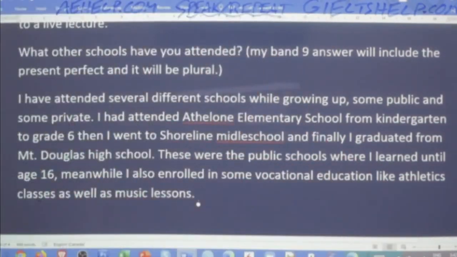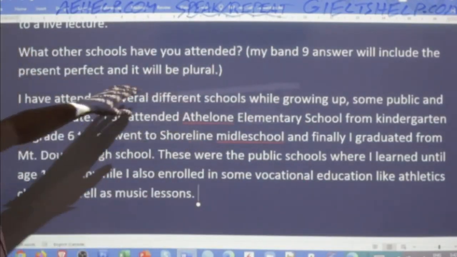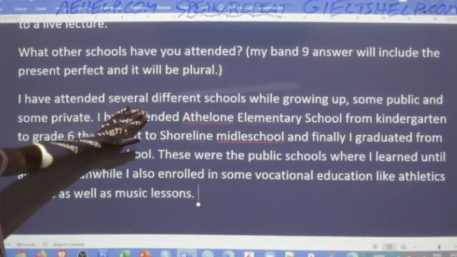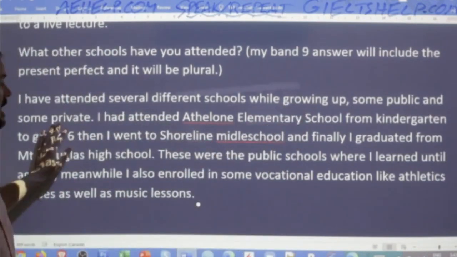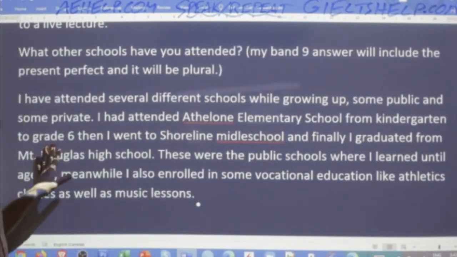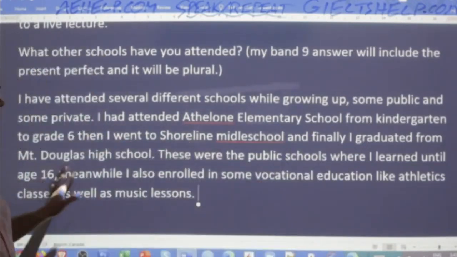So here we go. Repeat after me. What other schools have you attended? Now, again, paying attention to present perfect and plurals. I have attended several different schools while growing up, some public and some private. I had attended Athlone Elementary School from kindergarten to grade 6. Then I went to Shoreline Middle School, and finally I graduated from Mount Douglas High School.